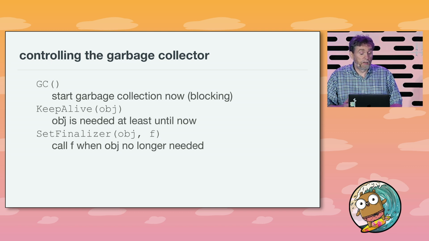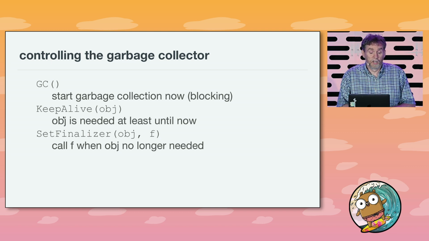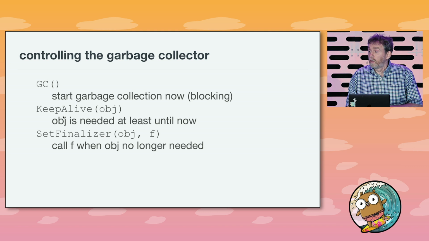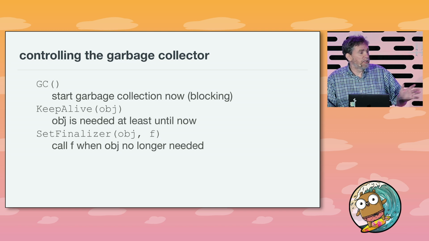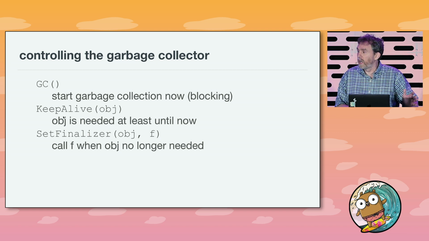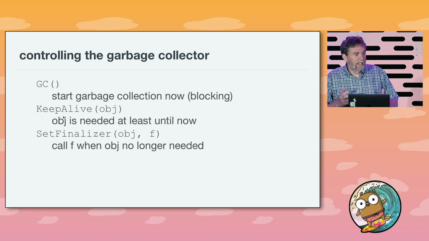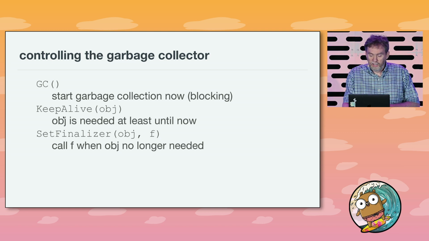And then there's another function called SetFinalizer that sets up a function f that can be called when that object is ready to be garbage collected. I should ask, by the way, has anybody used any of these functions before? Can you raise your hand if you've used them? A few people, enough that you can see that some people have used them, but not everybody.